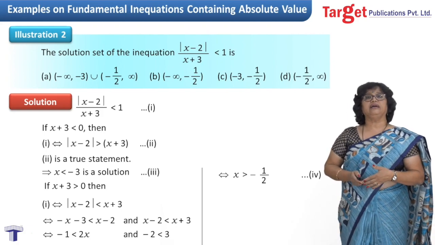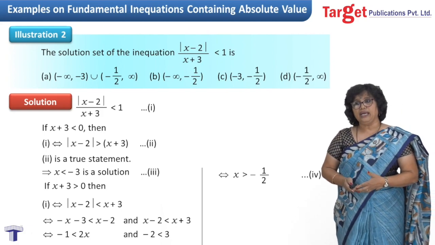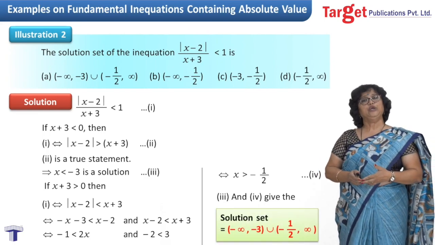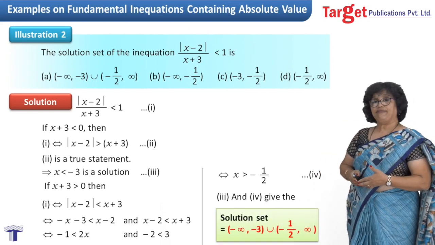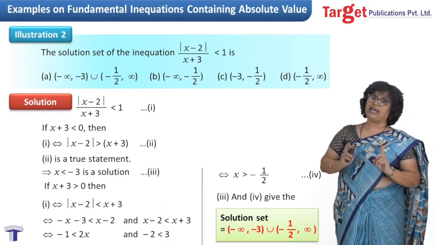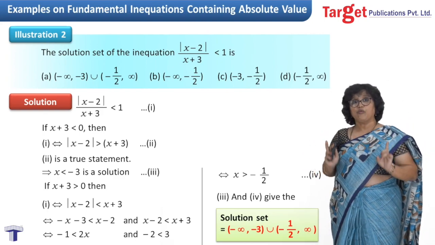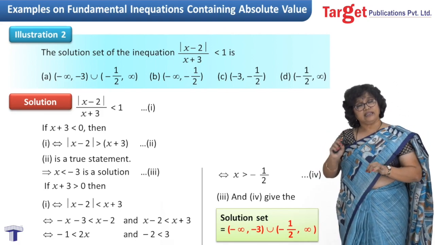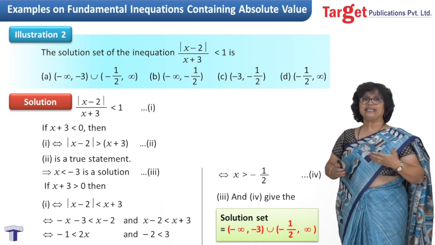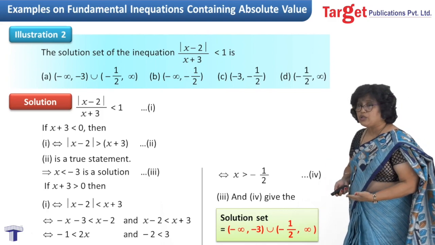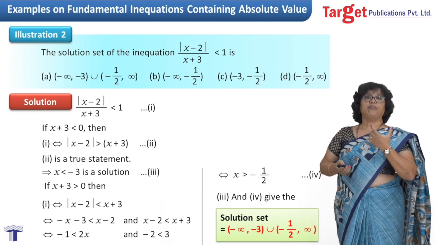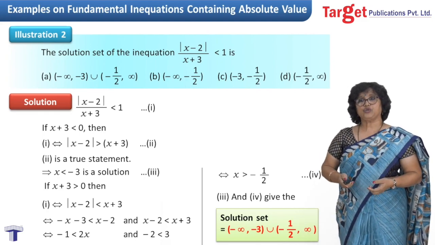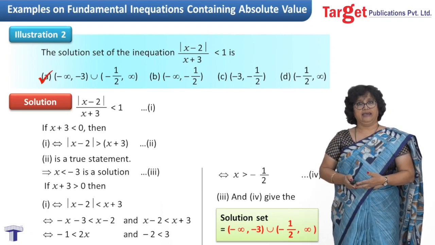And now I club inequation named as 3 and 4, and I write my final solution set. And that is minus infinity to minus 3, union minus half to infinity. Mind you please, everywhere we have written round brackets. Round bracket means open intervals. Nowhere was the inequality in the form of less or equal to, so nowhere have we used square brackets. So the only solution part is minus infinity to minus 3, union minus half to infinity. So the correct option is A.